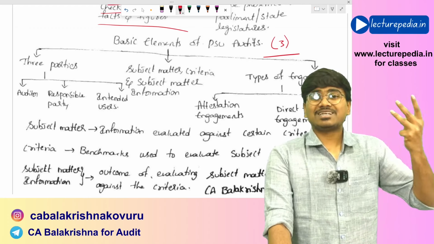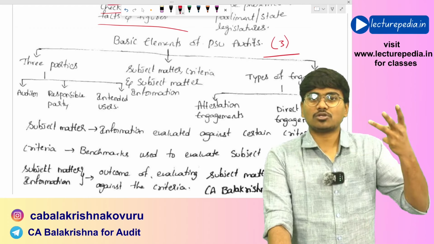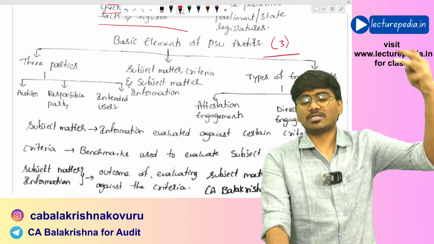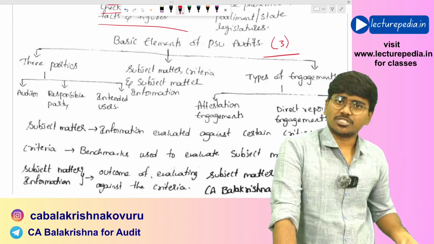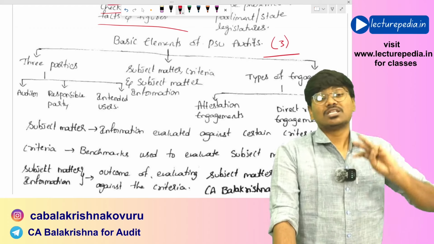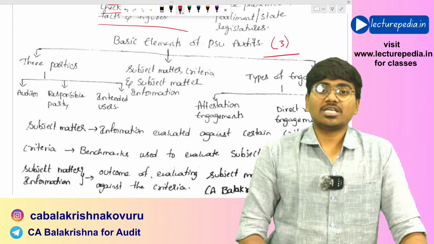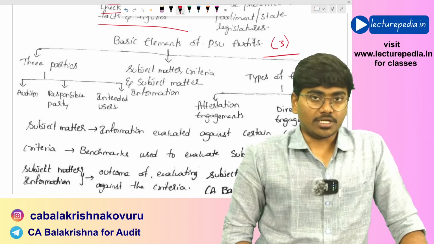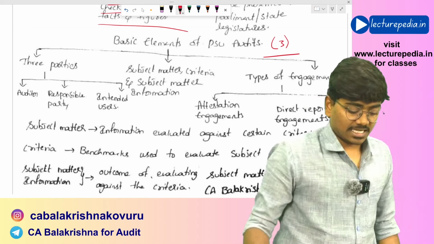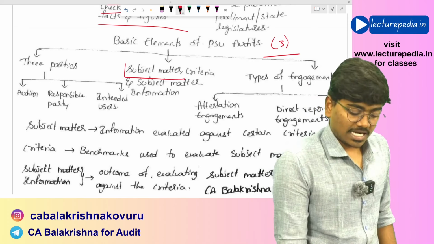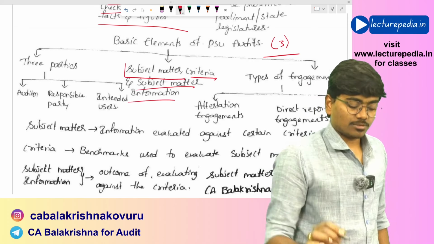Third one, intended users. In case of government audits, intended users will be the government, and in case of general normal audits, intended users will be the respective shareholders or the public. So these are the three parties that will be involved in an audit. That is the first element, parties involved. Second element, subject matter, criteria and subject matter information.